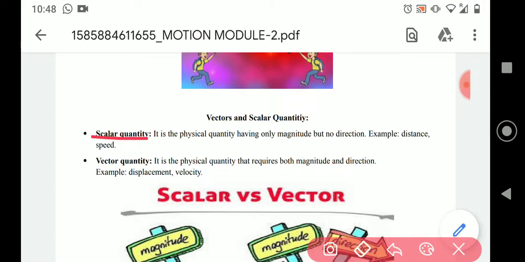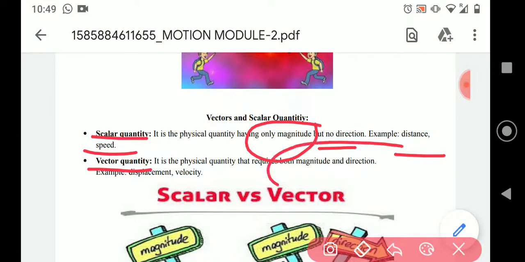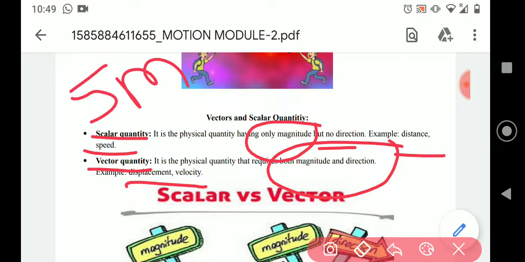Scalar quantity is the physical quantity having only magnitude but no direction. Example, distance, speed. Vector quantity is the physical quantity having magnitude and direction both. Example, displacement, velocity. What is magnitude? Magnitude means numerical digit plus its unit. For example, if I write 5 meter, that is magnitude, having numerical digit and unit. When I write 3 degree centigrade, it is magnitude, having numerical digit and unit.